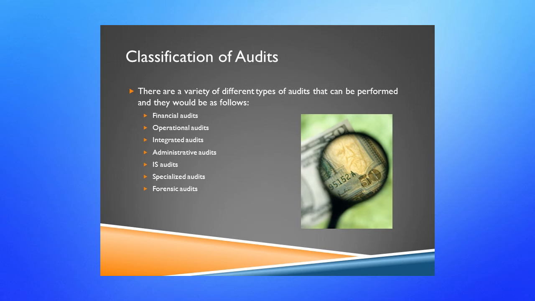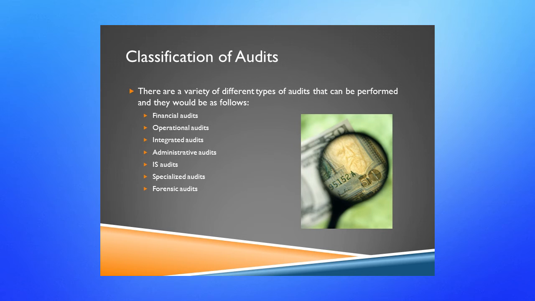We can have administrative audits, which is looking at the management and how we're seeing those different types of policies and procedures being implemented. Administrative audits, we're not talking necessarily technology. It could be human resource issues, hiring issues, firing issues, all of those things. Of course, IS audits is a part of that.